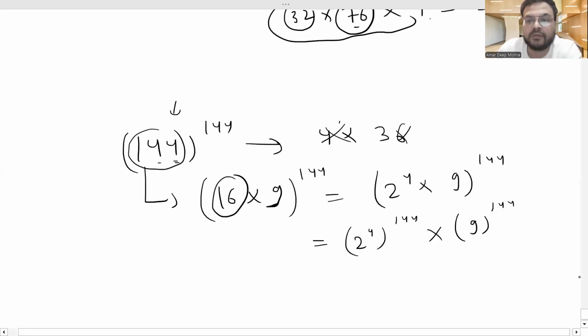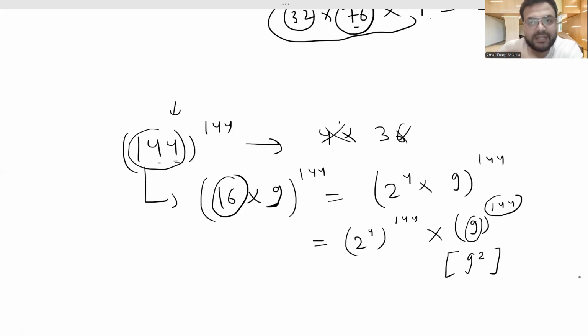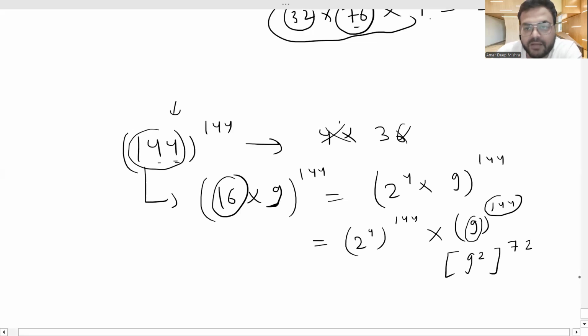Now see, here this 9 power 144 can be written as (9 square) whole to the power 144 by 2. Why are we taking 9 square? Because 9 square is 81, so in 81 we have 1 at the unit place, right? So if you divide 144 by 2, you will get 72.